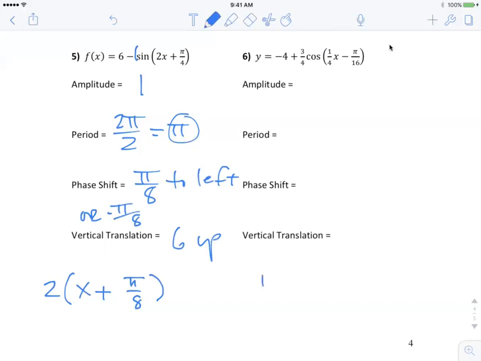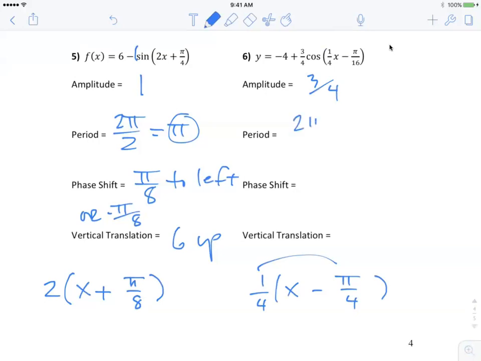Let's factor out that 1/4. If I take a 1/4 out, what do I multiply by 1/4 to get pi over 16? Or just take pi over 16 times 4. It should be pi over 4. Right? And 4 times 4 would give you that 16 if I redistributed that value. Okay, amplitude 3/4.